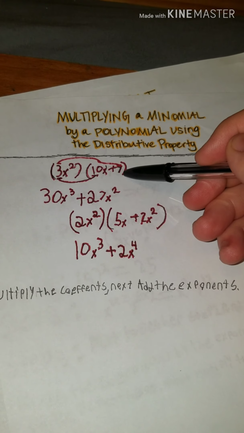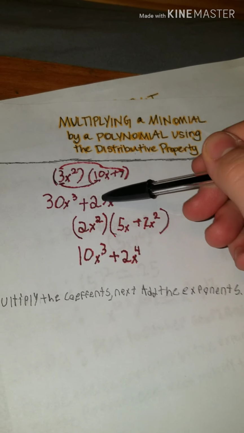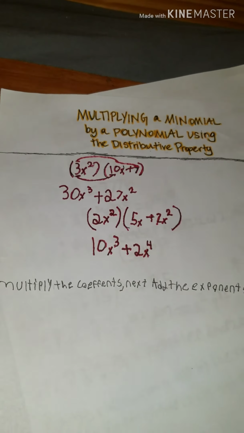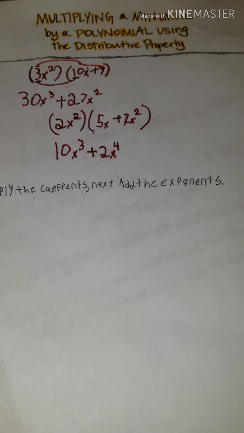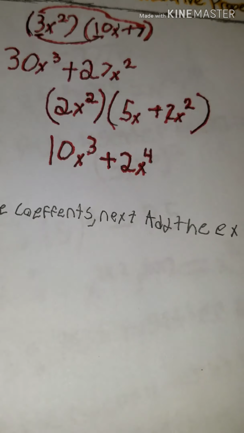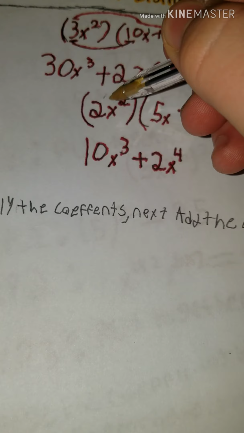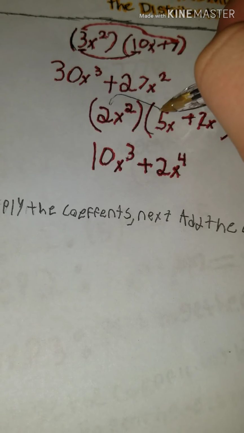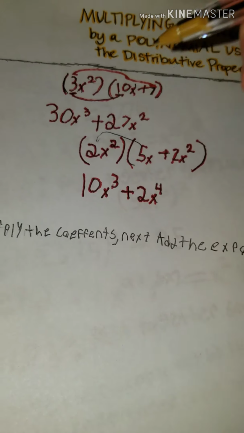So it would be only this. Okay? So let me show you how I would normally do it. So take this equation for example. I would multiply 2x squared times 5x, which will give me 10x to the third power.